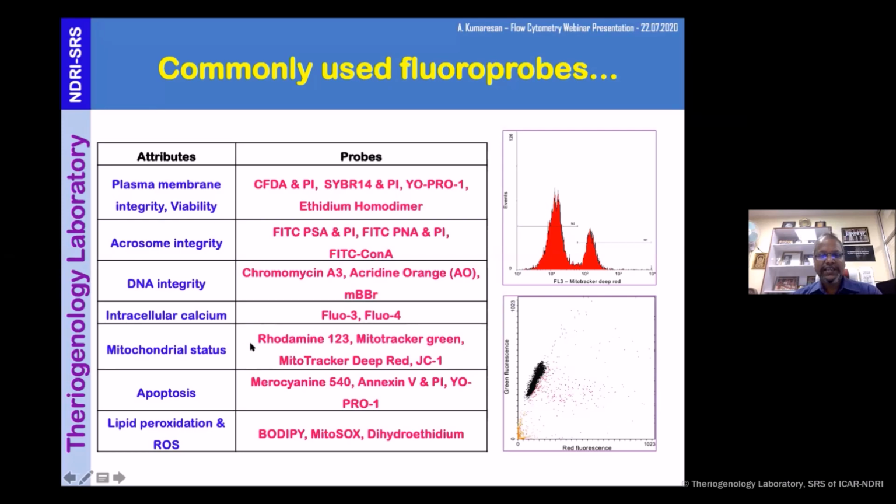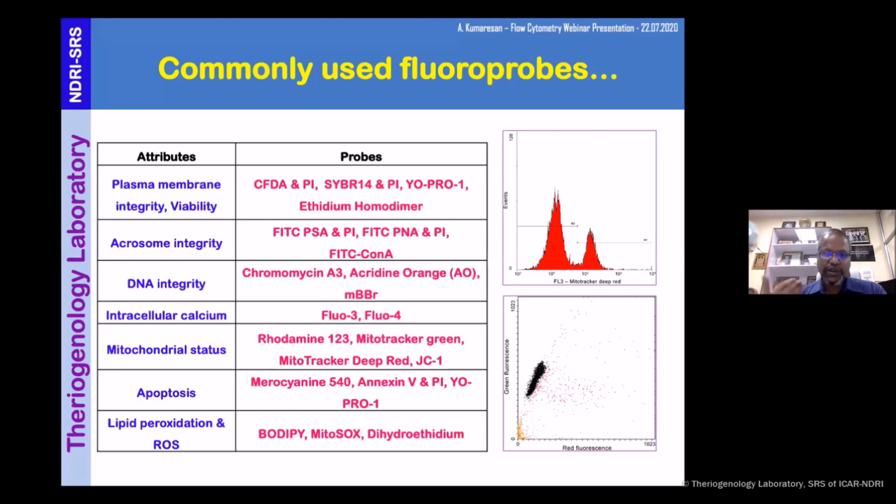For mitochondrial status, there is a list: rhodamine 123, MitoTracker, or MitoSOX. JC-1 is constantly used. If JC-1 is in a low concentration, as a monomer, with low MMP, it gives a green fluorescence. When it aggregates, it shifts its fluorescence into red. So assessment of this ratio gives the mitochondrial membrane potential.